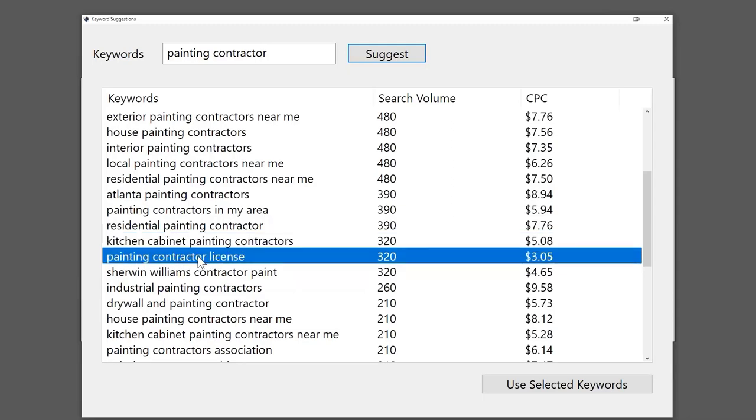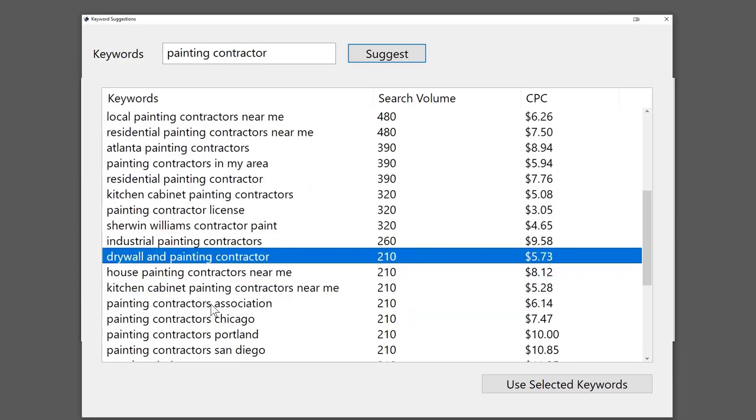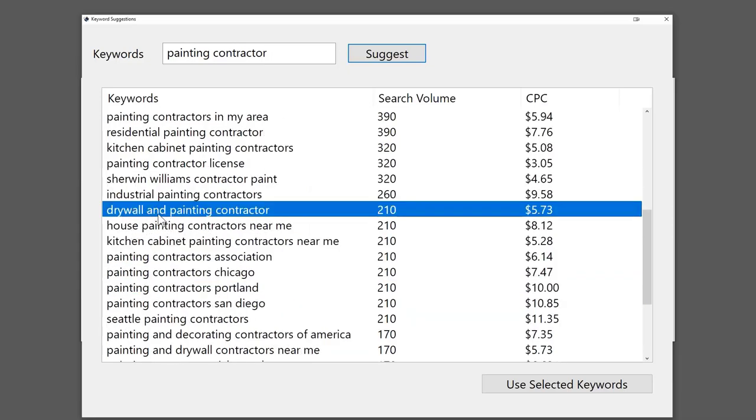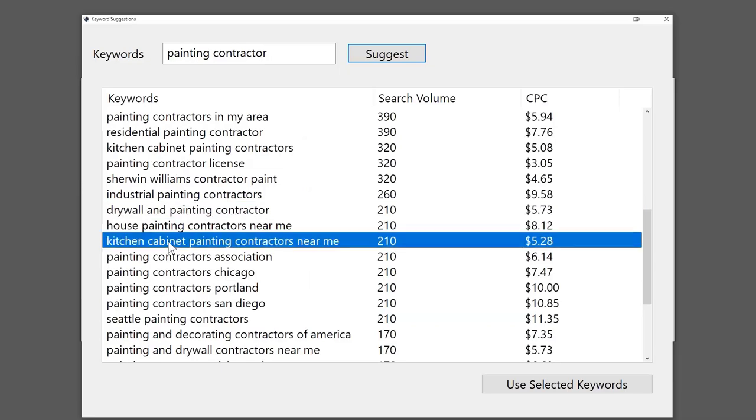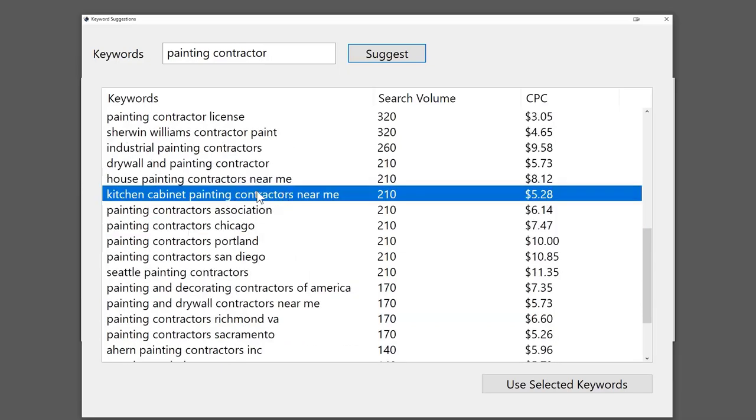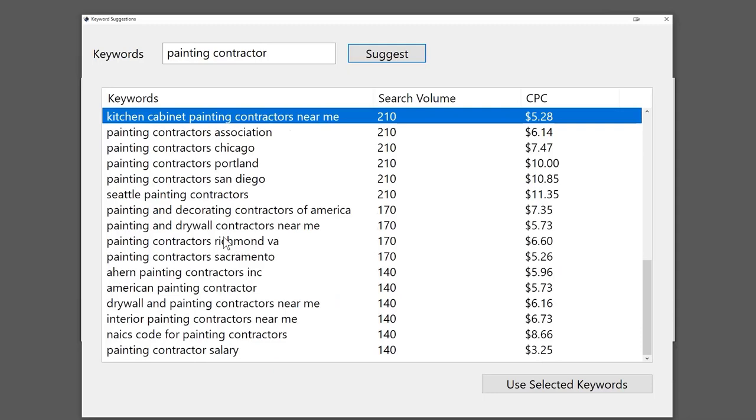Do you need to be licensed? I don't know. But if you do, then it's good information to give people who are searching for a contractor to know that they should be licensed, perhaps in their state, so that they can pick the right kind of person. Industrial drywall and painting. Okay, that's installation again, isn't it? Kitchen cabinet, we've seen it again. That's a slightly longer keyword.